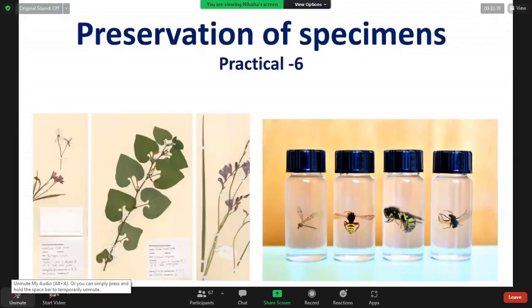Today's practical is the preservation of a specimen. In agriculture, we have to preserve specimens of insect pests and also beneficial insects, and also some diseased plant leaf samples like that, so today we will learn about the preservation techniques.